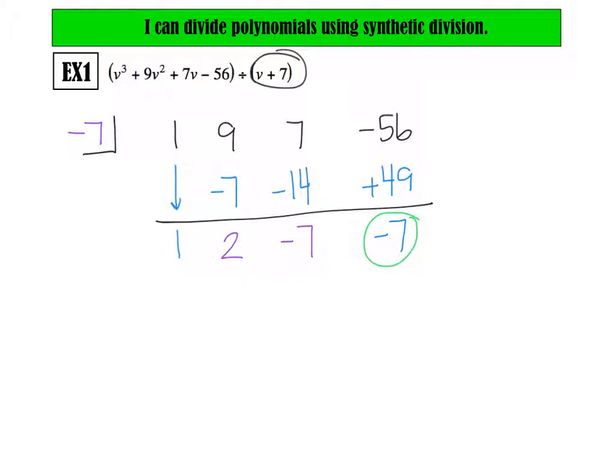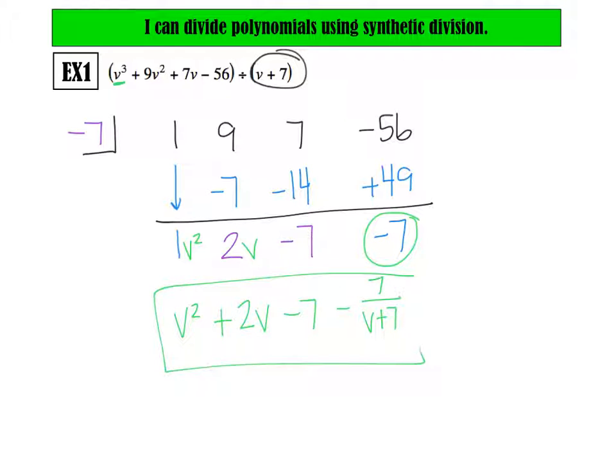They're just like the problem that we did. And we put our variables back in, except we always do it one less than the original power. So this becomes v squared, this is v, and then that minus 7 is just my constant. So my final answer is v squared plus 2v minus 7, and then minus 7 over what was I originally dividing, my original divisor, and that's my final answer.